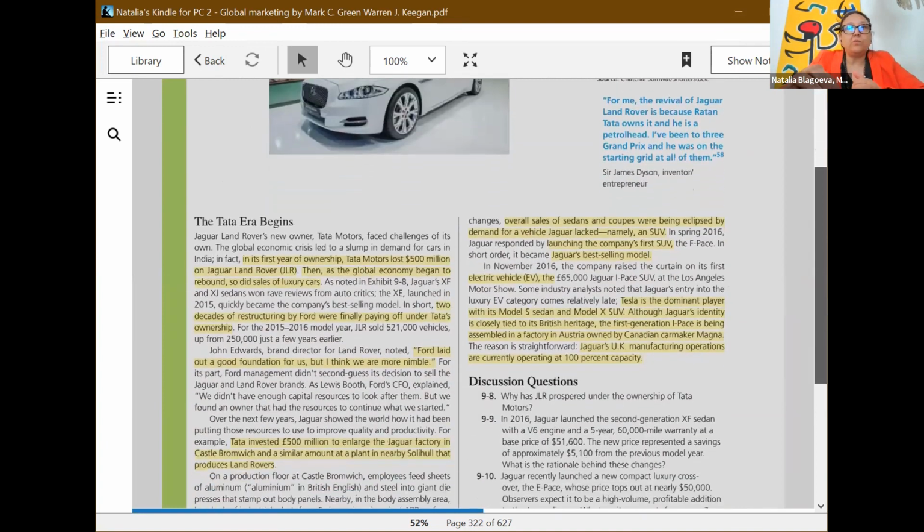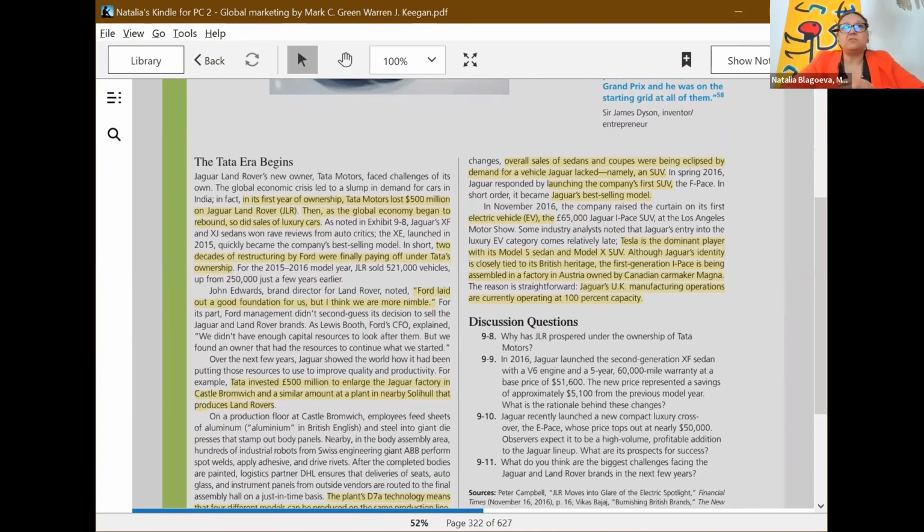At one point, they decided to sell to Tata. Now, in the first year of ownership, Tata Motors, also a big Indian company you probably know, lost $500 million. And that was the time the global economy began to have problems, which seriously hit the sales of luxury cars.